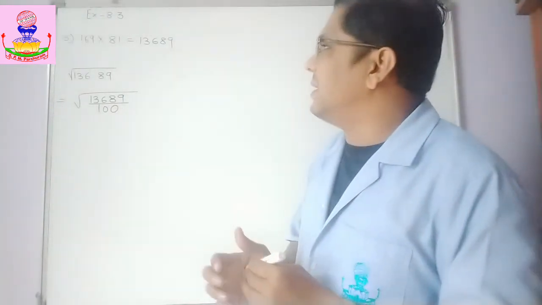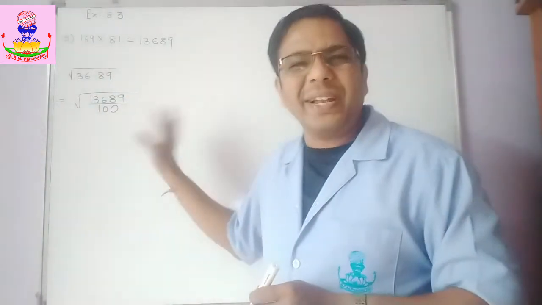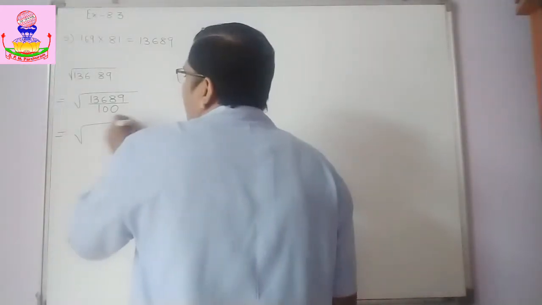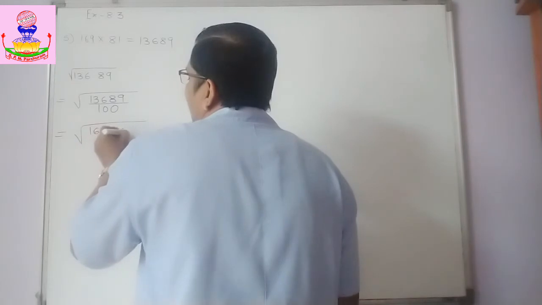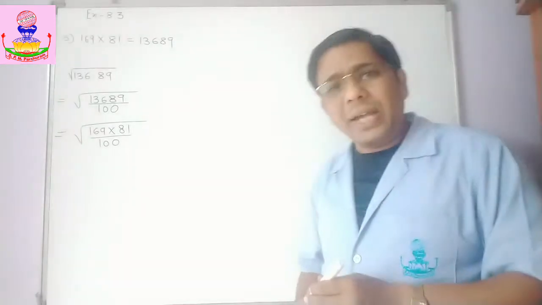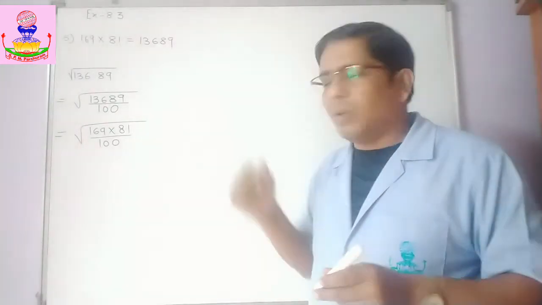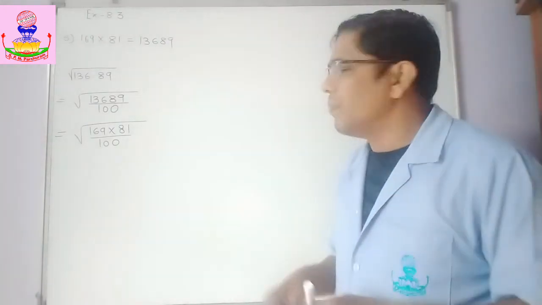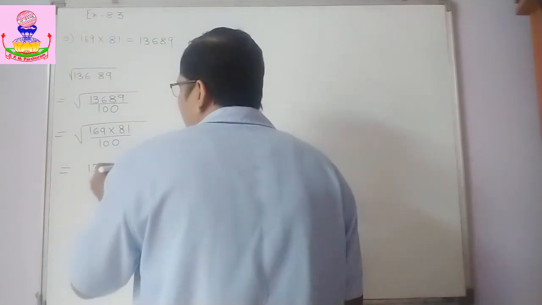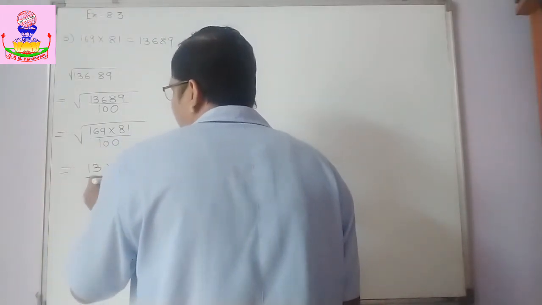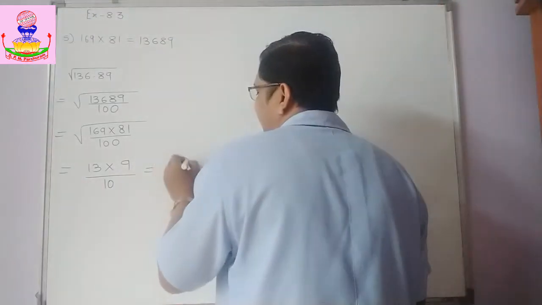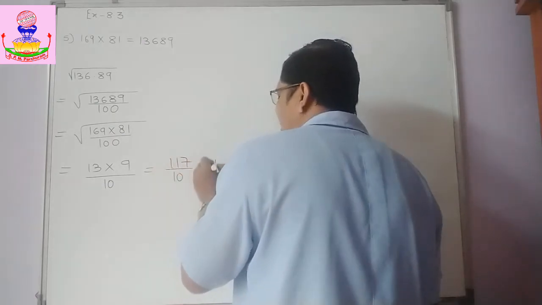Now see, I can express 13,689 as the product of this. Don't keep on finding the square, everything is given here. So it becomes easy. So that is equal to square root of 169 into 81 upon 100. I believe you understand. Do I know the square root of 169? Of course I know. Do I know the square root of 81? Yes. And the square root of 100? Yes, of course. So square root of 169 is 13. Square root of 81 is 9. And square root of 100 is 10. Now 13 nines are 117 upon 10.